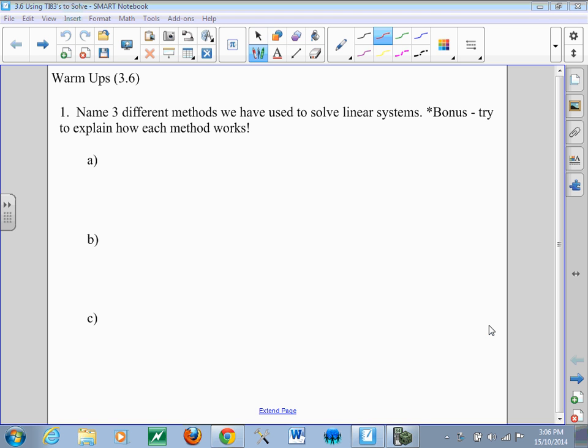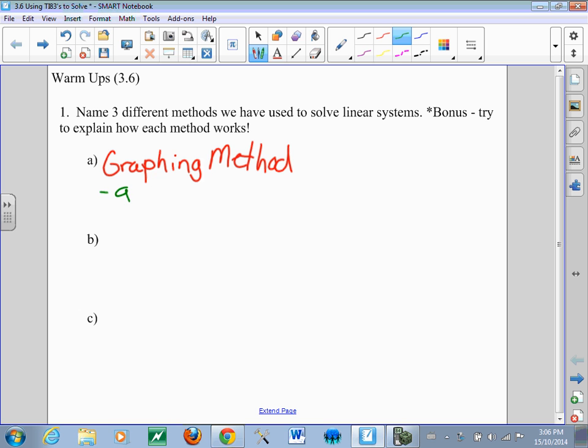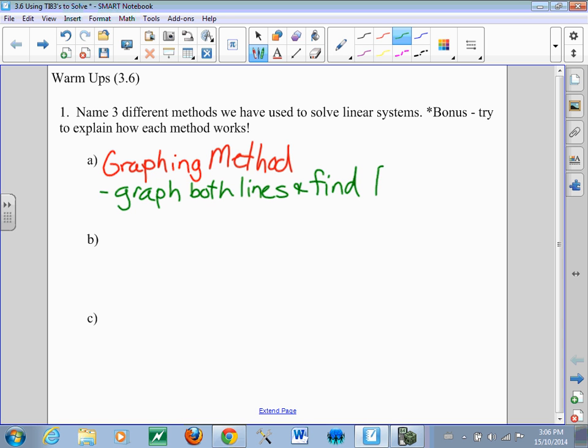Okay? So before we get to that, let's just quickly review the three different methods of solving linear systems and how to explain each method. The first method we learned in order was the graphing method. The key for that, ladies and gentlemen, was to graph both lines and find the point of intersection. And short form for point of intersection is P of I.